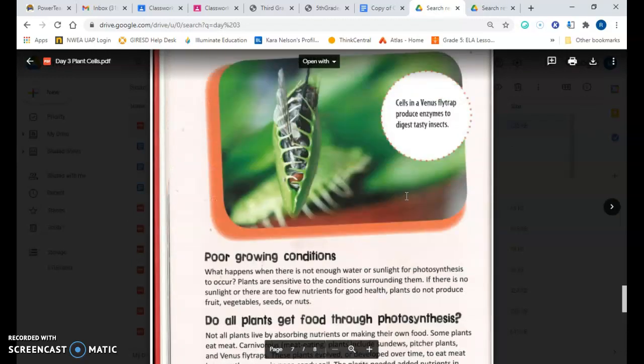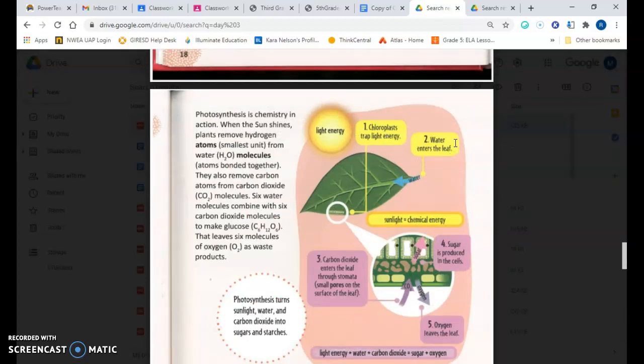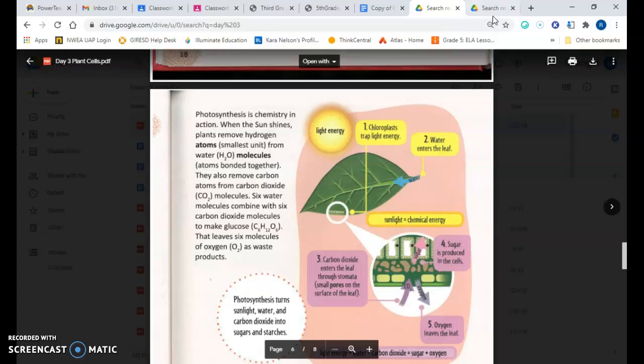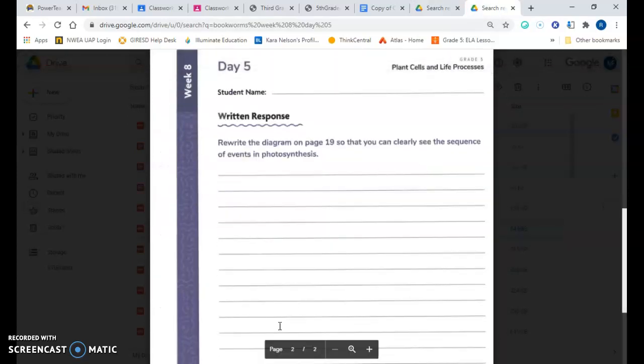So you're going to write number 1, chloroplasts trap light energy. Number 2, water enters the leaf. Number 3, write this down. Number 4, number 5. So you should have 5 steps on here when you're finished, and then when you're done with that, you can go ahead and turn that in.